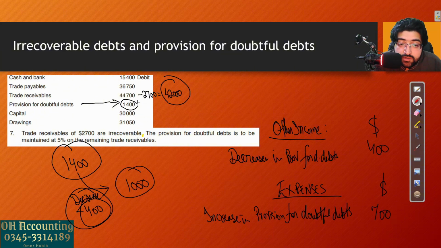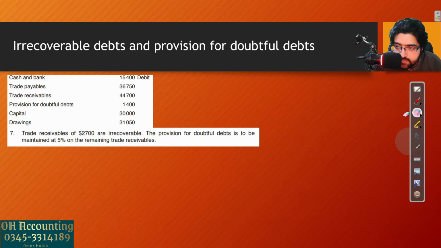So if the amount is more than what is given for provision in the question, it is an expense and it is increase in provision. If the amount which you find is less than what was given in the question, it is a decrease and it should go as an other income. Okay, moving on.